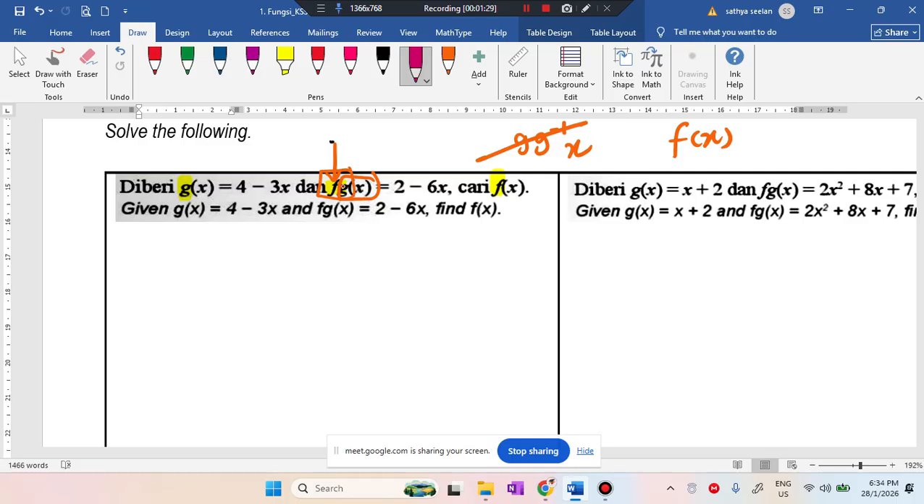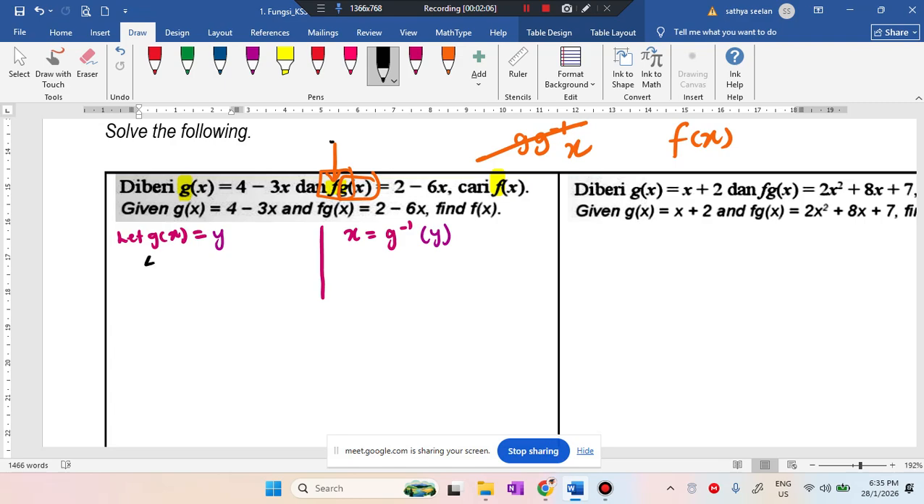Alright, so your g is on your right hand side, so you put your g inverse on your right hand side. Before that we need to find our inverse first. So let g of x equal 4 minus 3x. That means x equals g inverse. Let g of x equal y first, so x equals g inverse y. This is our first step. Still remember inverse?